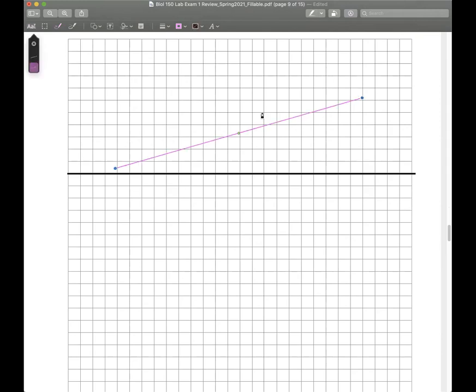So you'd have different lines, maybe one going that way, maybe another one going like that, another one going like that. Let's pretend that this is our graph, and then we would want to calculate the slope of each line.